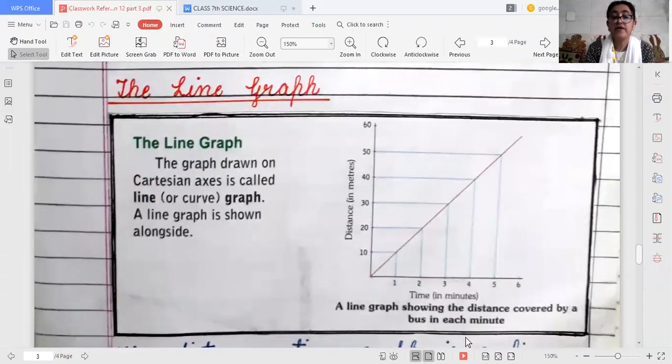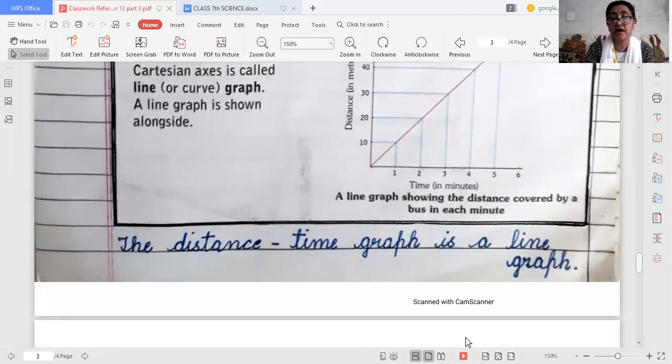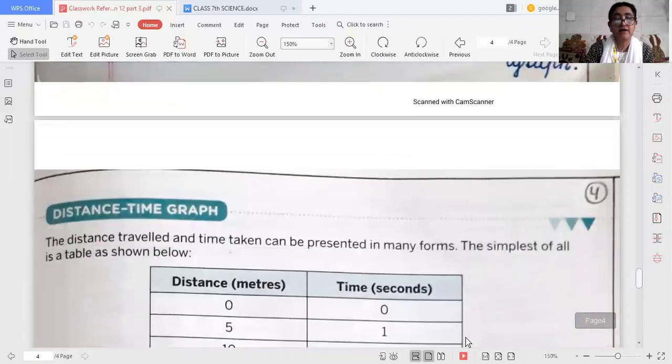The graph drawn on an axis is called a line graph, right? A line graph is shown here. You can see it. And the distance time graph, which we will discuss later today, is also a type of line graph. The distance time graph is a line graph.